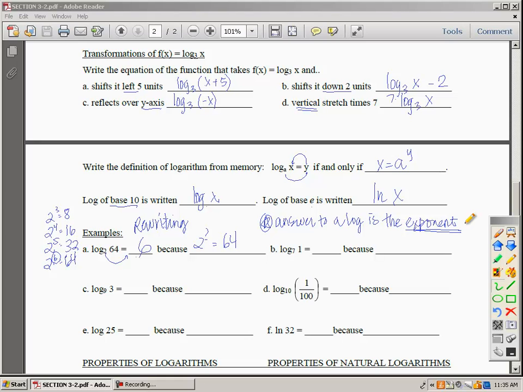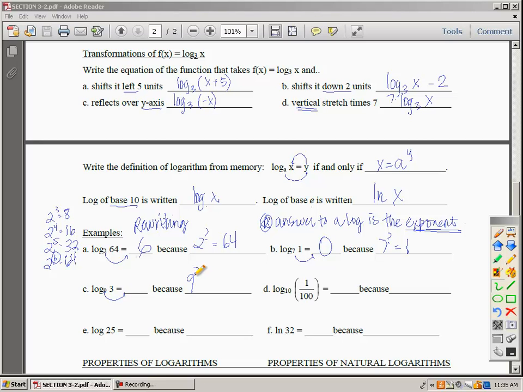Let's do the same thing then. Let's rewrite this: 7 to what power is going to get you 1? It doesn't really matter what the base is. Anything to the 0 power is always going to be 1. That's the only way you're going to get 1 unless your base is 1. Okay, let's go to the next one.